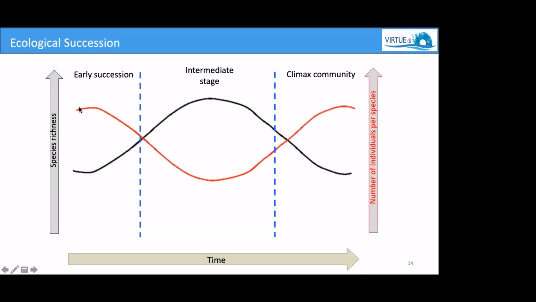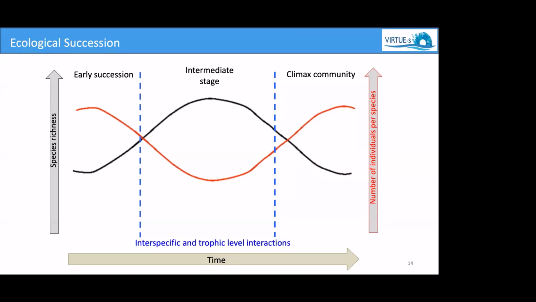In the early succession, there is a high number of individuals per species, and it decreases here because there are a lot of species, so there cannot be too many individuals representing one species. And then it rises again here, where if there is only a smaller number of species in the climax community, then they can have a higher number of individuals.